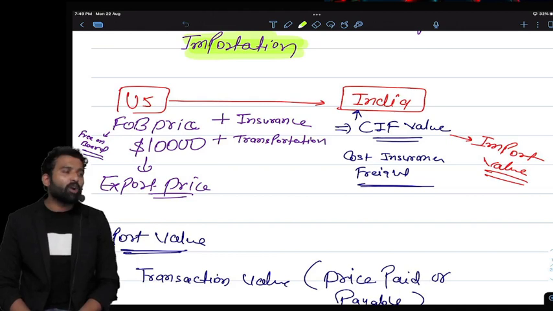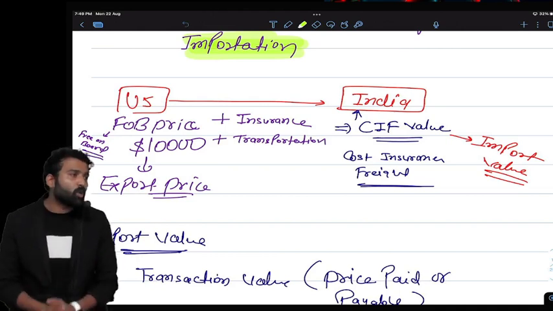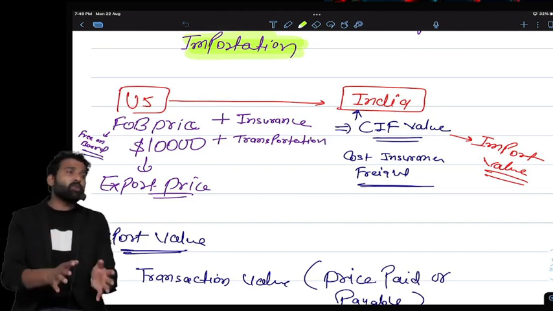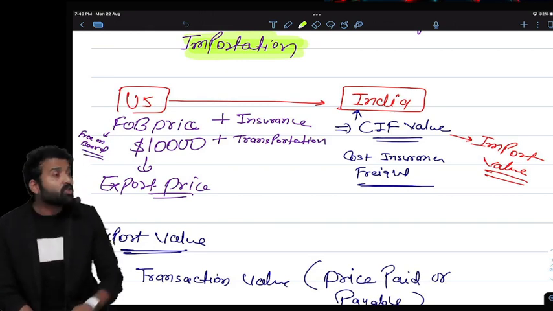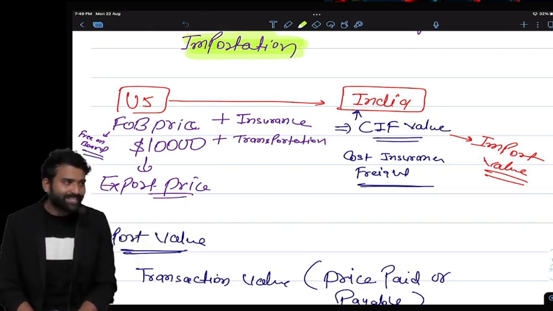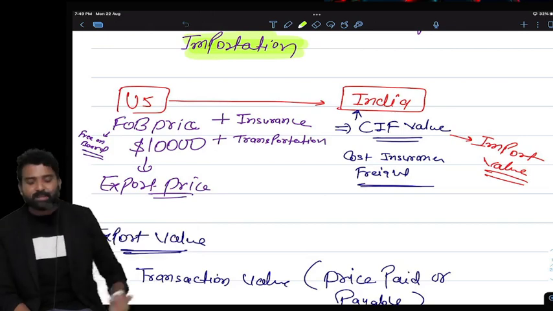Manoj is asking, what about the export of services? Actually, export of goods is covered in the Customs Act. Export of services is covered in GST. So IGST rate is applied on export of services. In case of export of goods, customs rates are applicable.